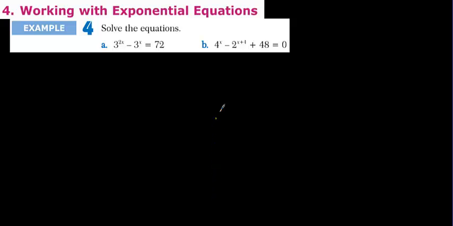This is lesson 12. We are going to continue to solve questions about the exponential equations. Here, 3 to the power of 2x minus 3 to the power of x is equal to 72, and this is a similar question to that one. What is the common thing about both of the questions?